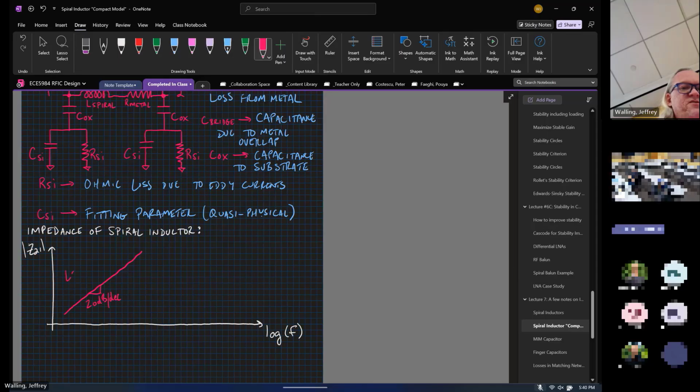So at low frequencies, L spiral is dominant. And then at high frequencies, the capacitance in the structure is going to dominate. This is mostly due to C bridge, but all the capacitors contribute. And since the capacitance is dominating, the impedance is decreasing at 20 dB per decade. And at this center frequency, this is called the self-resonant frequency, or we'll abbreviate it SRF.